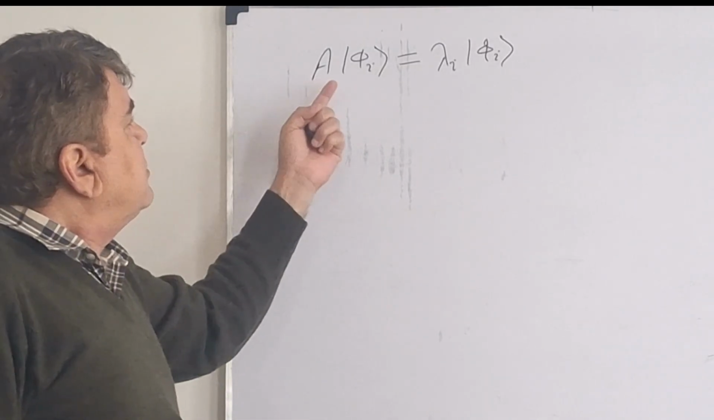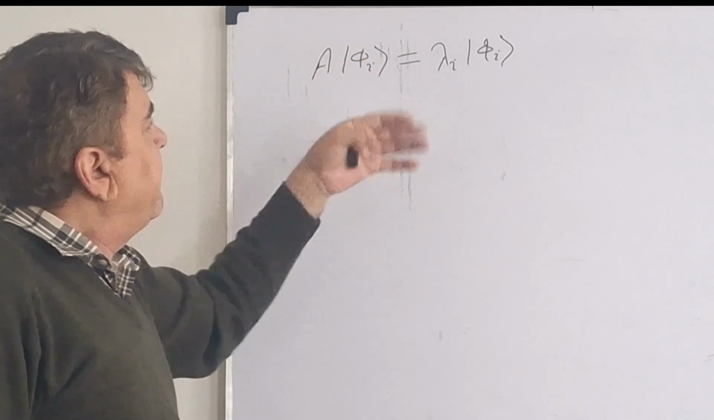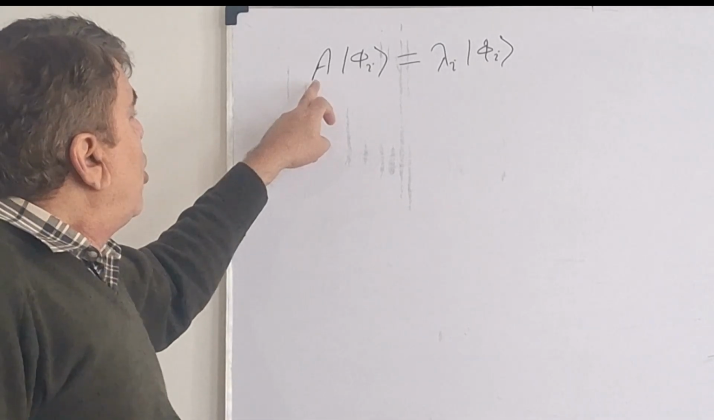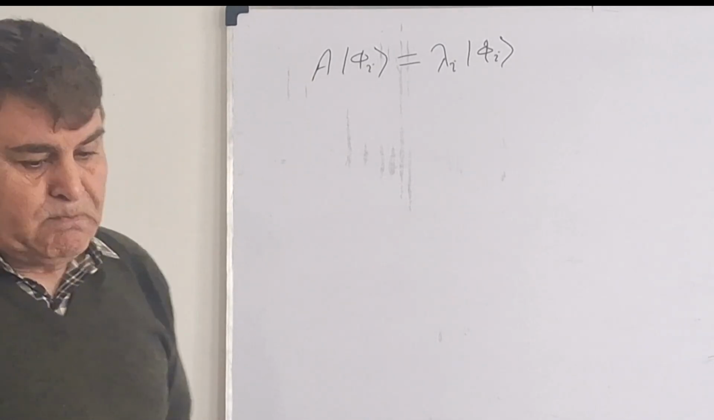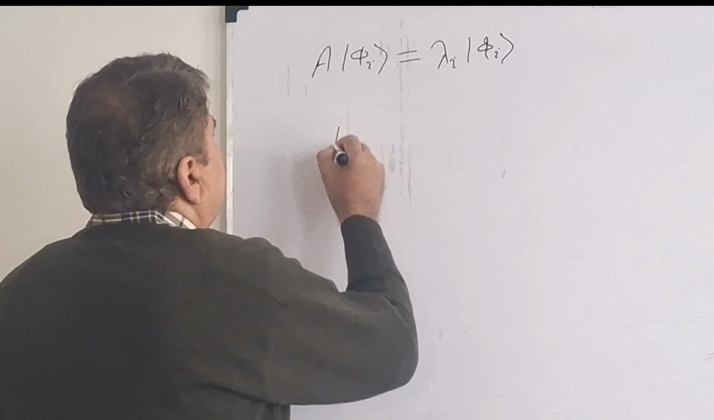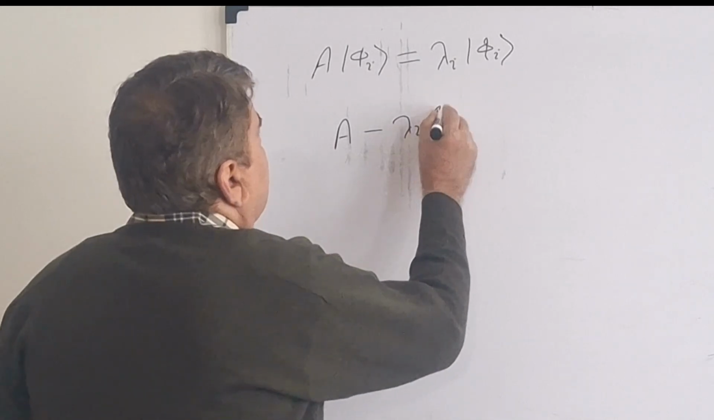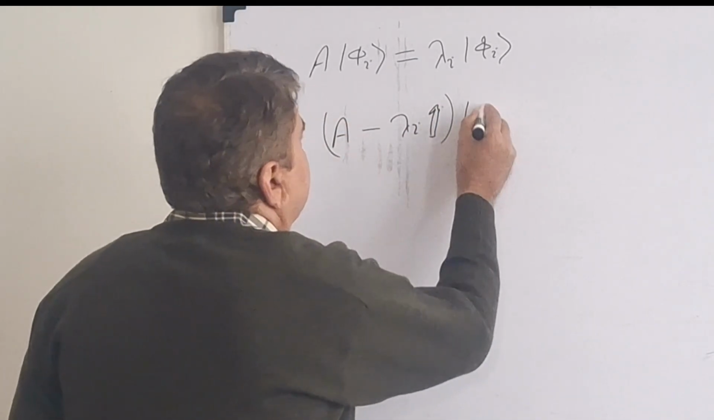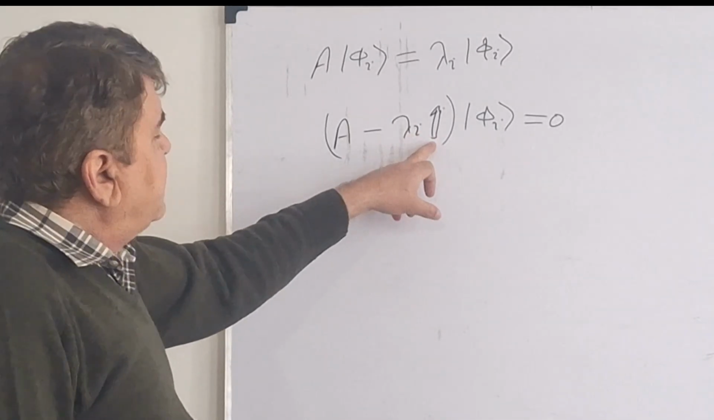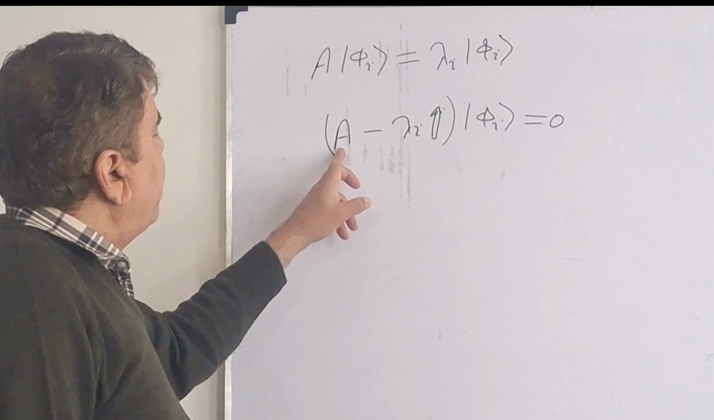So we are always interested in finding the eigenvalues and eigenfunctions of the operator, and if we can do that, we can then extract information about the dynamics of the particles which operator A corresponds to. To this end, we rewrite this equation in the form (A − λ_i I)|φ_i⟩ = 0. Here, I represents an identity matrix whose order is exactly equal to the order of operator A.